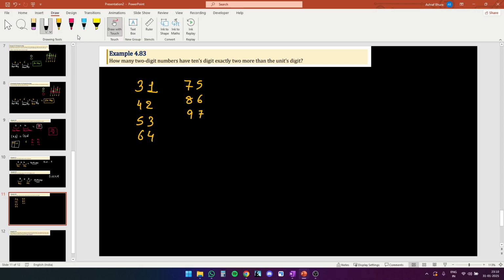And one more which we missed is going to be 2 and 0, because 0 is also valid. So the total combinations we'll get is 8 combinations.